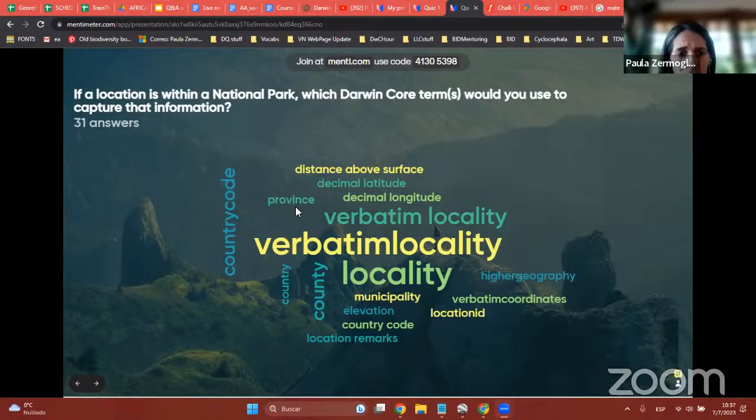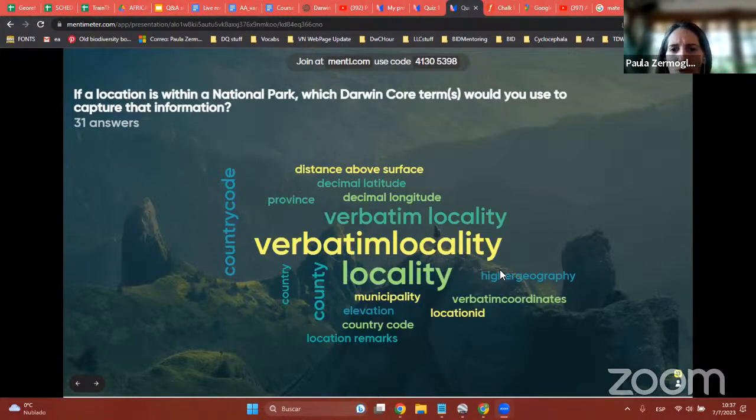For state province, which in Darwin Core, the name is state province of the term, we're capturing the first administrative division within a country. For county, we're capturing the second administrative division for the given country. For municipality, the third administrative division. And country code is in Darwin Core the ISO 2-letter code that represents the country that we're talking about. So in any of these fields, we cannot capture the national park, because the national park is not this kind of administrative division. So we cannot use those terms for that.